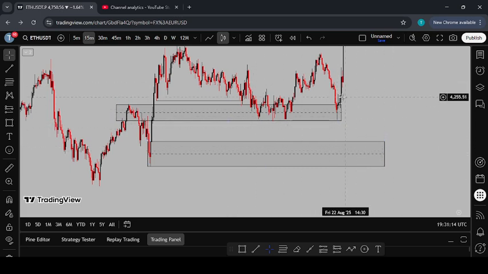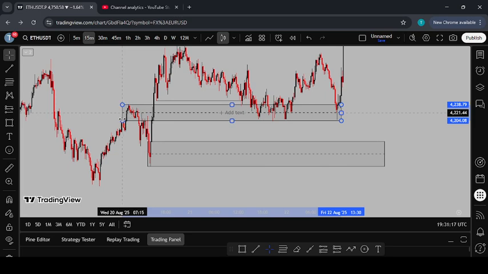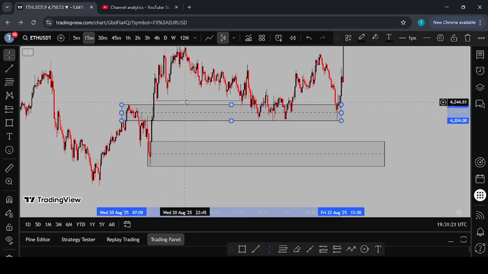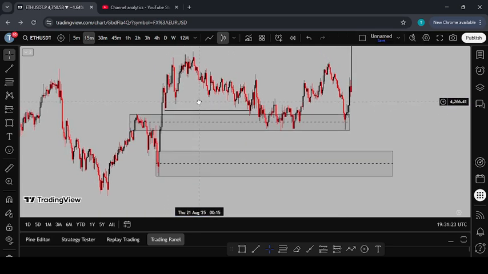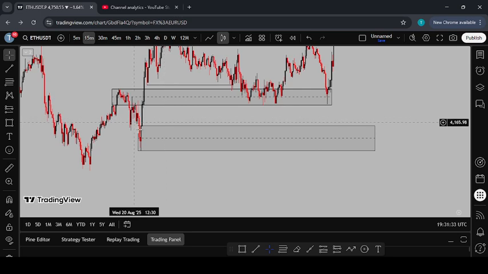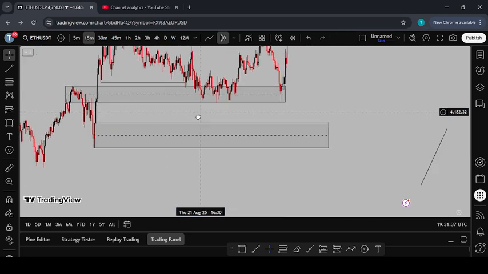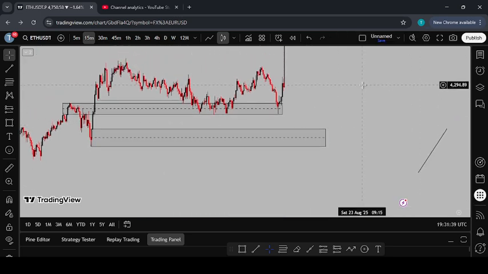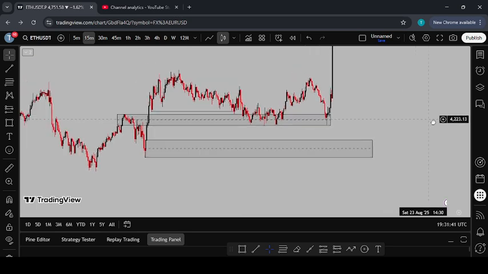It will not get here because why? There is a mitigation block right here. There is a structural liquidity right there. So this is the first POI that is nearest to a liquidity zone. So the market comes back to that POI, it taps it, rejects, right? This is your POI now. It will keep it there maybe for another time.